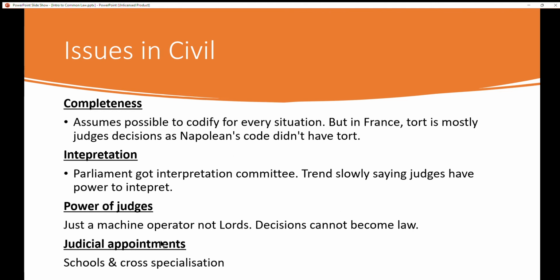So judicial appointments. In civil law, they go to school, and once you go to a judicial school, you will become a judge already. You cannot become a lawyer, you cannot become a public prosecutor anymore, right? So you cannot jump, you cannot have a different experience. Whereas in common law, you can become a lawyer, then you can become a judge, then you can become a public prosecutor. So these are some issues, good or bad.